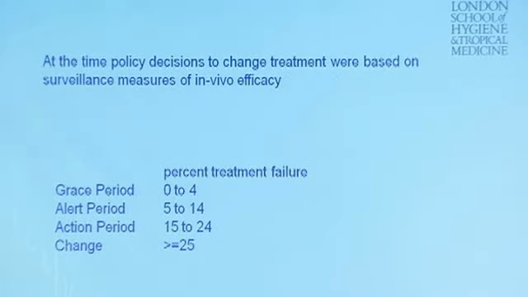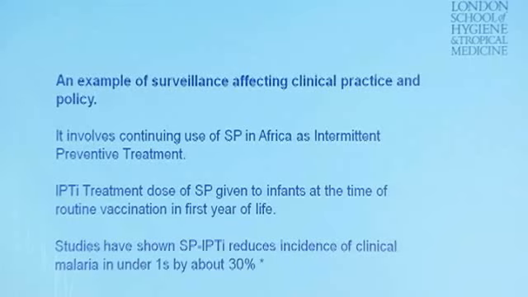And at the time, national policy decisions about treatment were based on surveillance carried out by in vivo efficacy trials. These measures were made probably at a handful of surveillance clinics. There was a lot of variability between clinics, but they essentially categorized a period of lead up to action: a grace period, an alert period, the action period, and then finally change, based on the percentage treatment failure found in these in vivo studies.